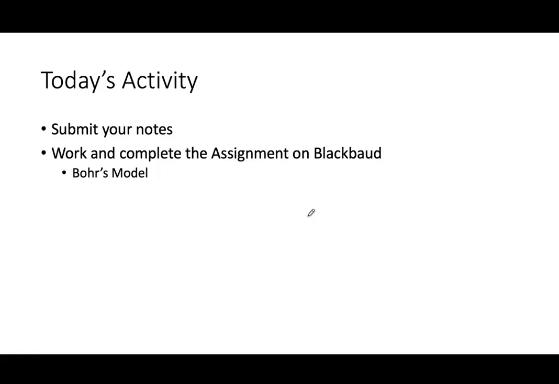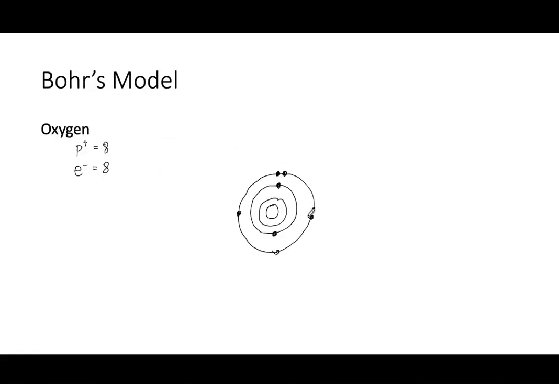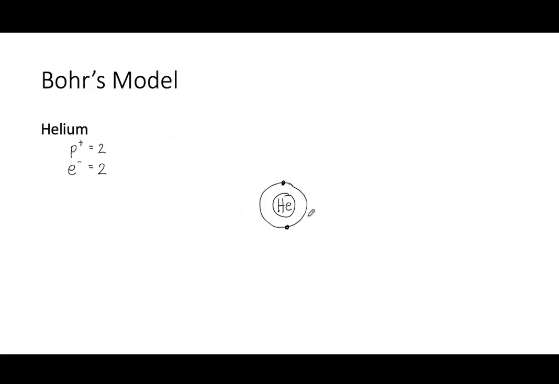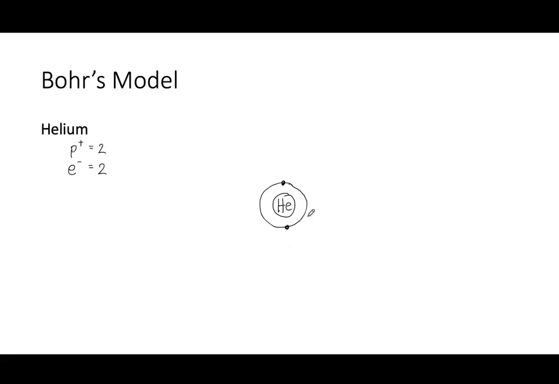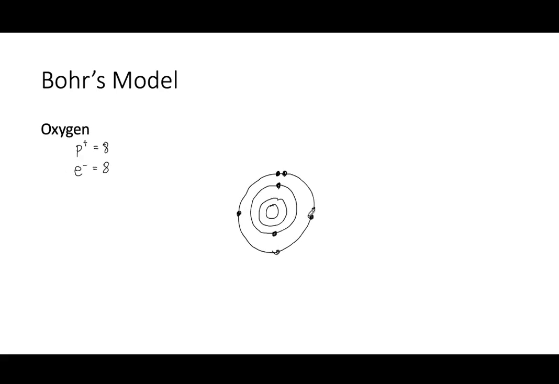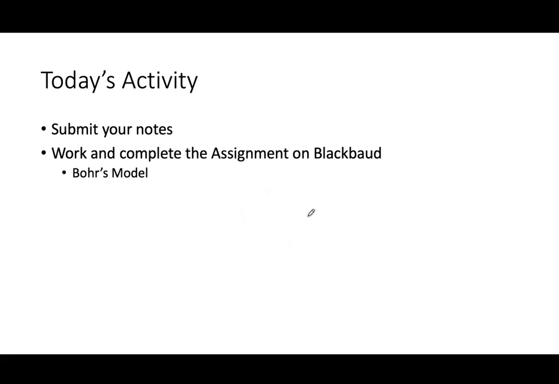So for today's assignment, make sure that you submit your notes and also work on the assignment on Blackboard. It's called Bohr's model. I am going to give you literally the same problems as this one. Make sure that you take into consideration the count of the electrons and how many electrons each principal energy level can handle. Do that work, please.